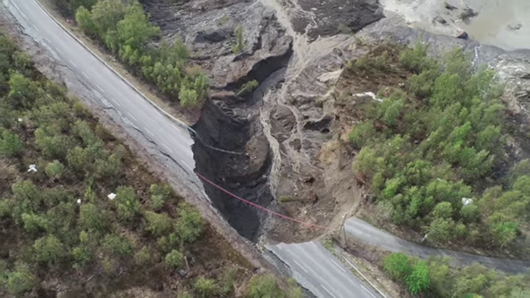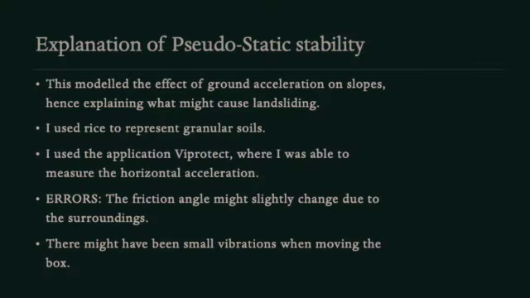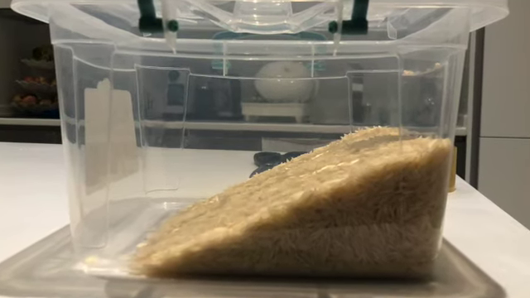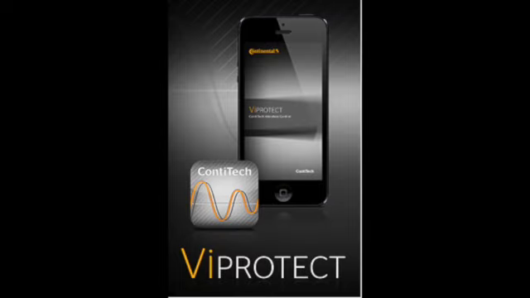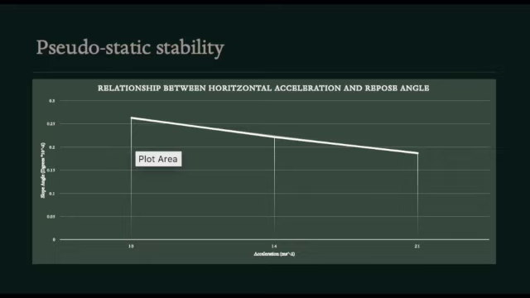In the second part of this exploration, I decided to model what might happen in landsliding. I modeled the effect of ground acceleration on slopes, and this might give us an explanation. I used rice to represent granular soils, and I used an application, Vibration Protect, so that I would be able to measure the horizontal acceleration. As you can see here, the relationship between the horizontal acceleration and repose angle is expressed, whereas the acceleration increases, the repose angle would decrease. That means that with a higher and stronger earthquake, we would be able to see a smaller slope, which means a more stable slope.